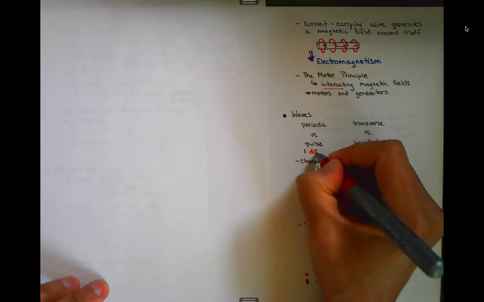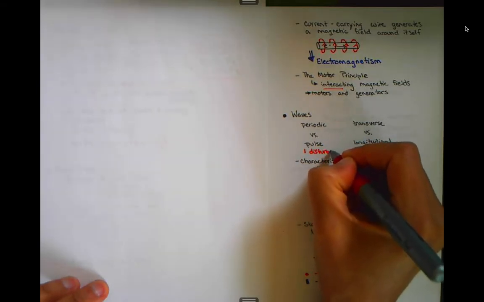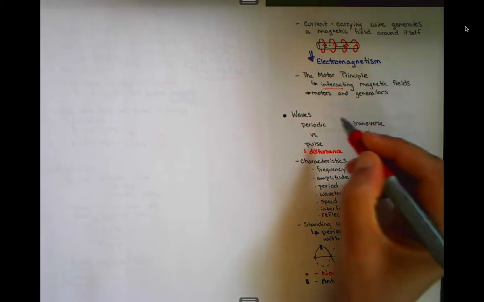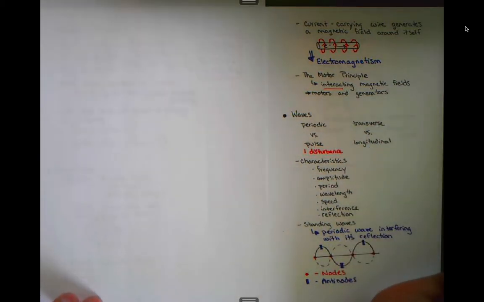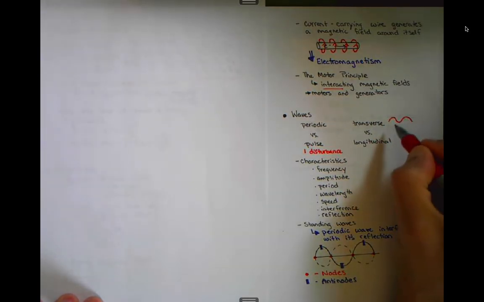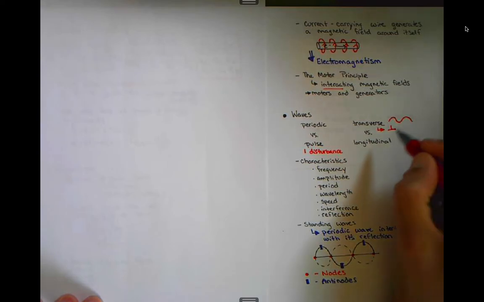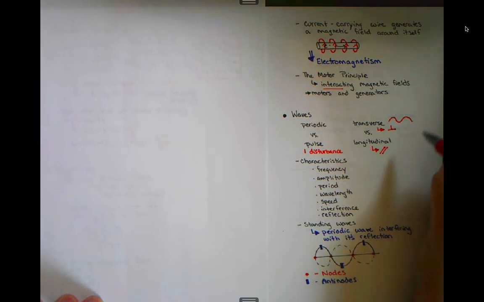So we got into waves. We talked about periodic versus a pulse. So pulse is one disturbance. A periodic wave is multiple, right, at timed intervals. And then we talked also about transverse versus longitudinal. So a transverse wave looks like a sine curve, right? And this is where your disturbance is perpendicular to the direction of wave travel. Longitudinal, the disturbance is parallel to the direction of wave travel.